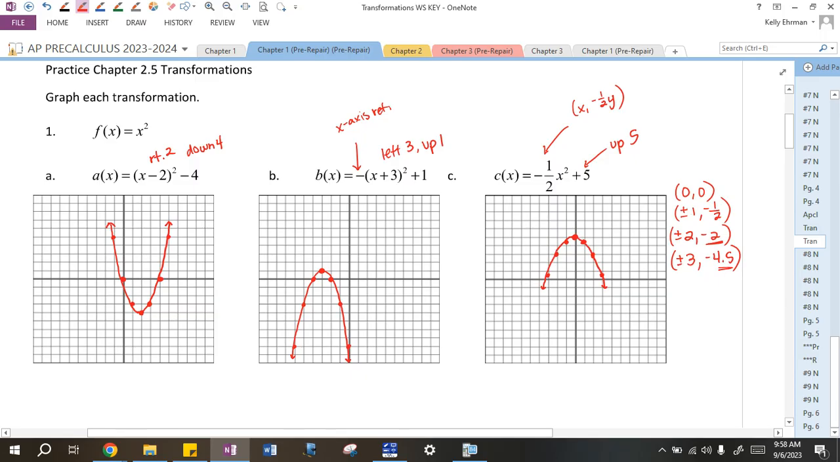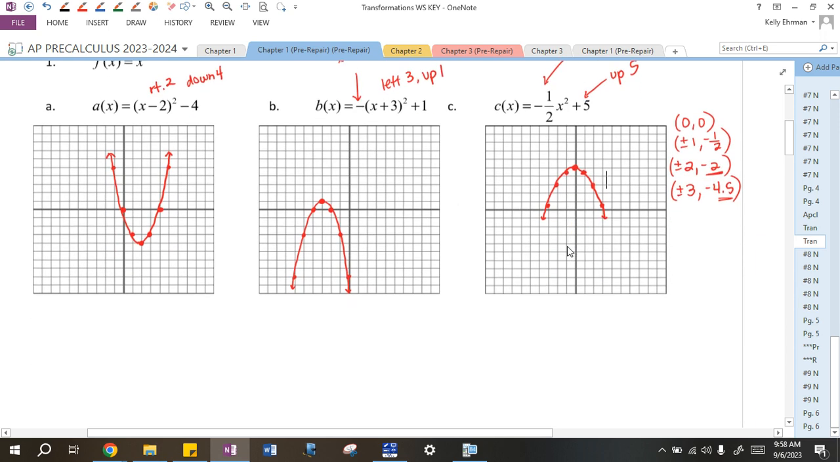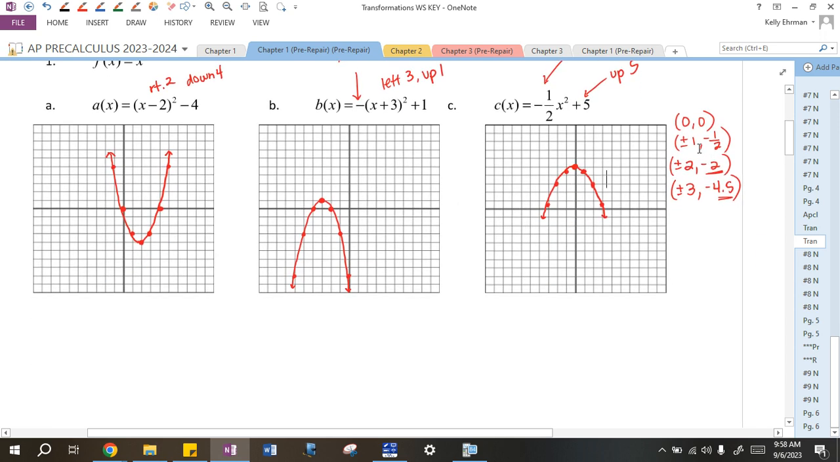The alternative is hovering your pencil over each of these and then shifting them up 5 units. But with quadratics, I find that because of the symmetry, it's easier for me to try to just plot the shape as I go, all based off of where the vertex is.